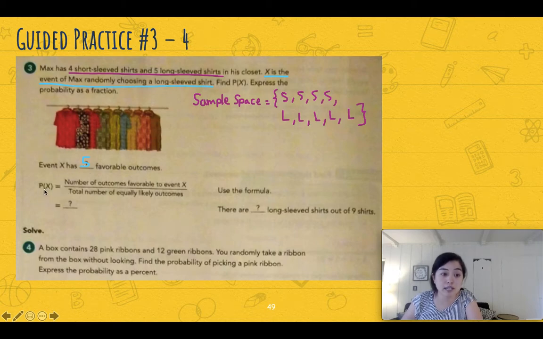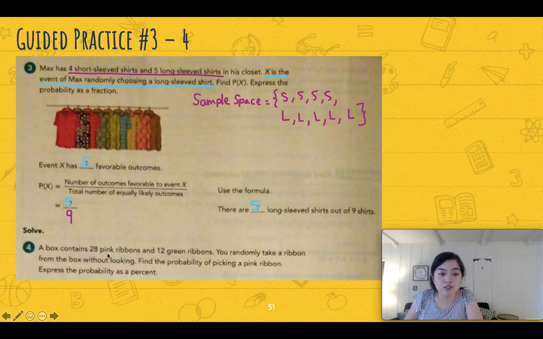So the probability of event X, which is choosing a long sleeve shirt, is equal to the number of outcomes favorable to event X over the total number of equally likely outcomes. The total number of equally likely outcomes is 4 plus 5, which is 9, and there are 5 long sleeve shirts, so it's 5 ninths. So there are 5 long sleeve shirts out of 9 shirts. Let's look at number 4.